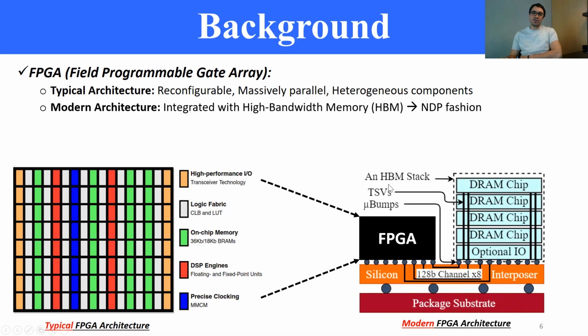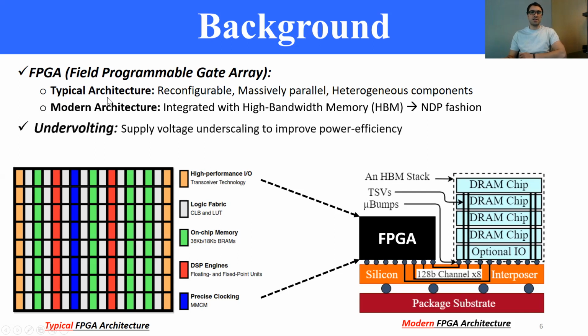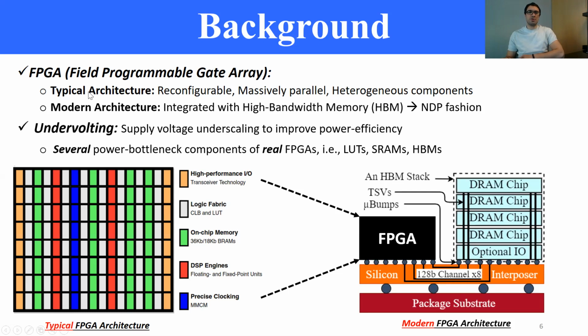So this architecture is representing a near data processing approach, in which the FPGA and DRAM chips are on the same package, not on the same die, but on the same package. So we have closer contact to DRAM chips through the silicon interposer. So what we do in terms of undervolting is target the most important components of this FPGA architecture in terms of power consumption, which in this case includes lookup tables and CLBs, on-chip memories, and HBMs.